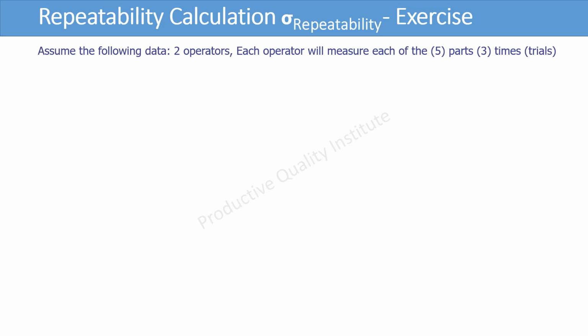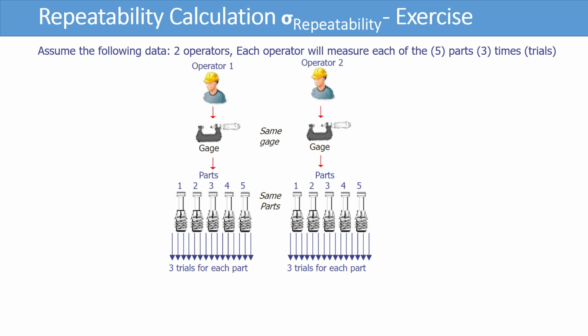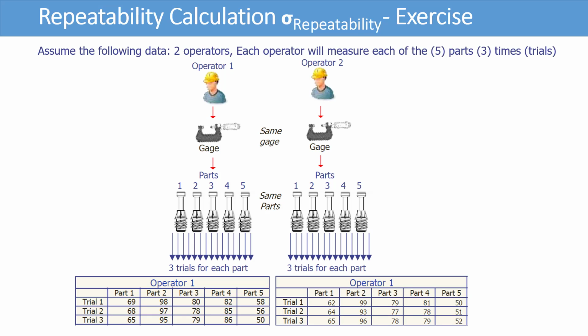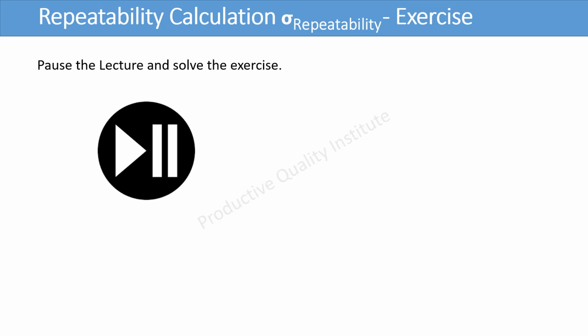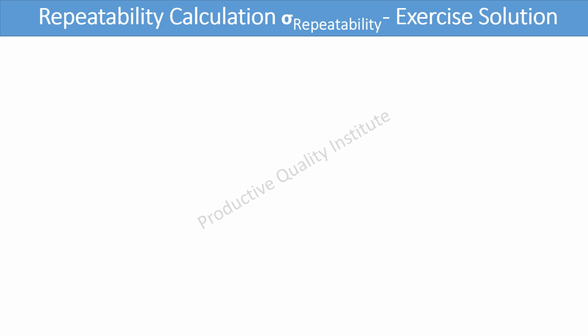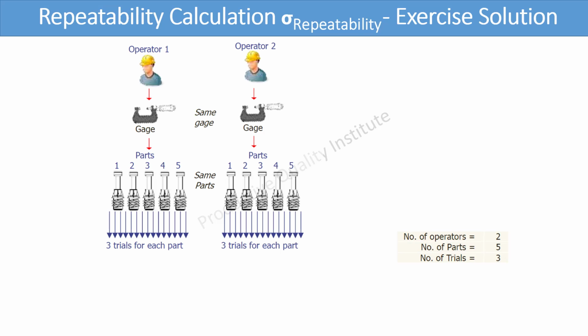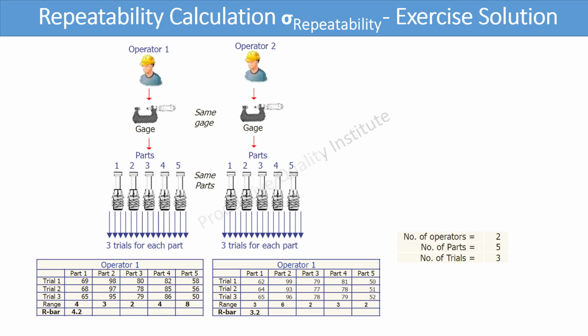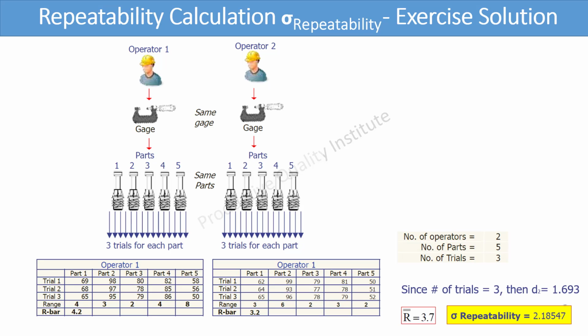Assume the following data. 2 operators, each operator will measure each of the 5 parts 3 times, or trials. Please calculate the sigma of repeatability. Please pause the lecture and solve the exercise. Please compare your solution with the solution of the exercise.